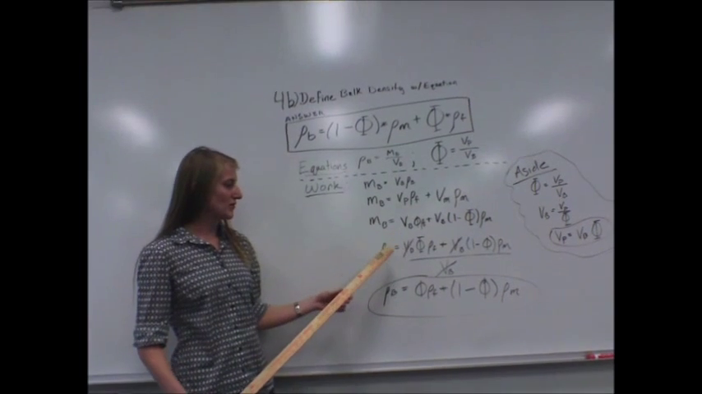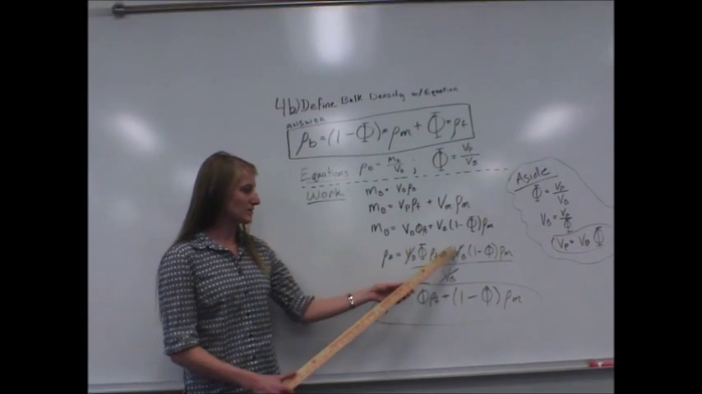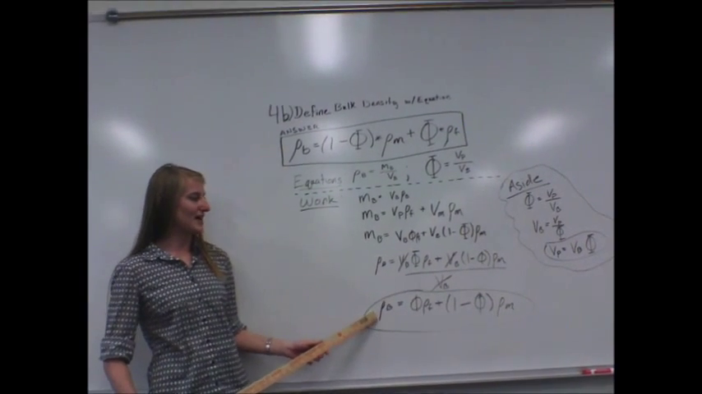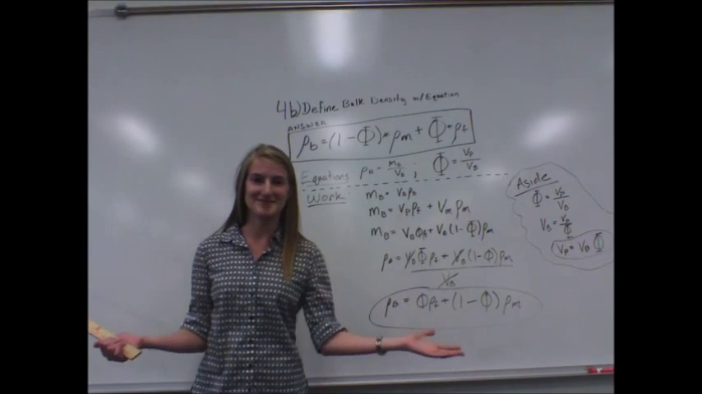From there, you can divide both sides by the bulk volume. The bulk volumes will cancel, and it leaves you with the final equation that we wanted to get from the beginning. That's how you do problem 4b.